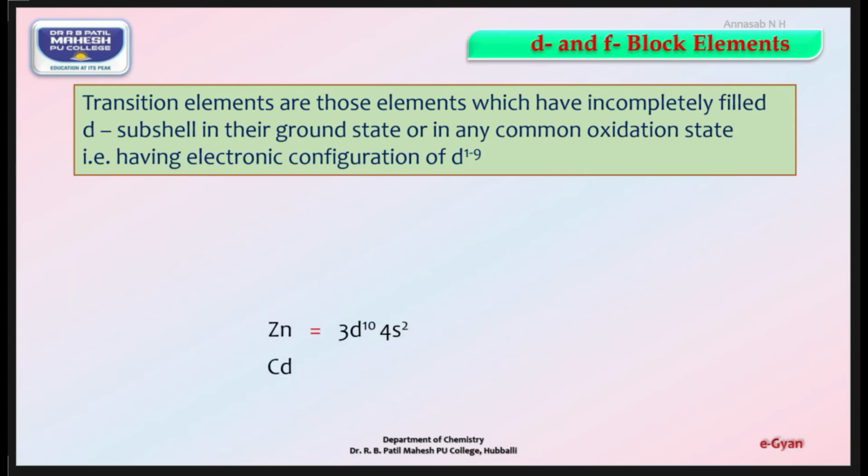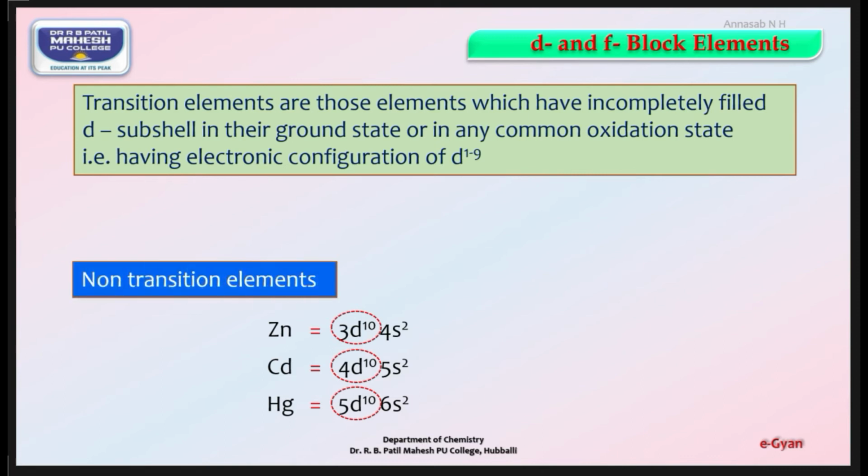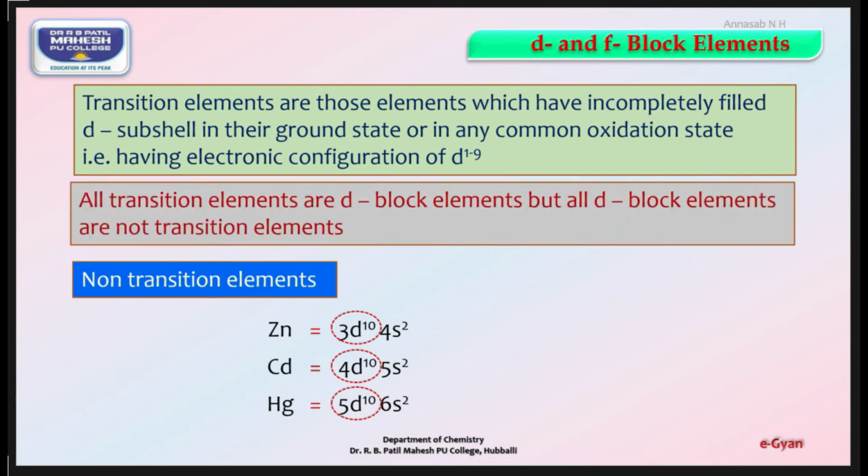Zinc, for example, 3d10 4s2, cadmium 4d10 5s2, mercury 5d10 6s2. In all the cases, zinc, cadmium and mercury have a common oxidation state of +2, and by the loss of 2 electrons from the s orbital, the d orbital is completely filled. So they are considered non-transition elements, but they are called d block elements. All transition elements are d block elements, but all d block elements are not transition elements.